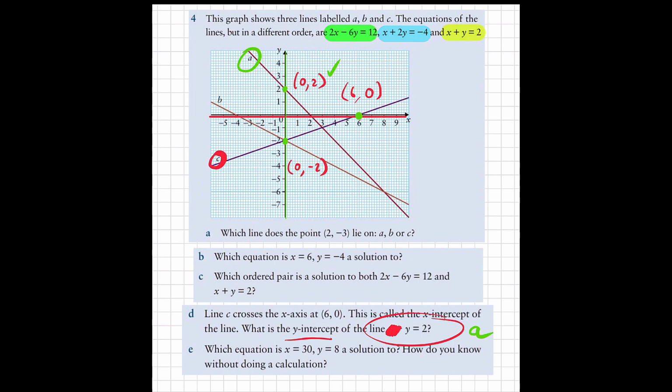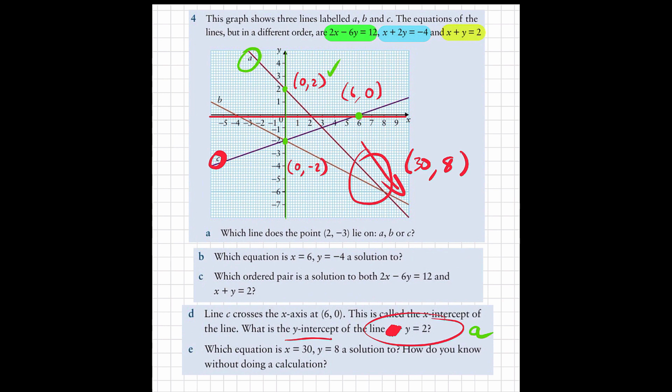Okay, and part E says, which equation is x equal to 30 and y equal to 8? So what we're doing is we're looking for, again, an ordered pair where it's 30 in the x, 8 in the y. It says, how can you determine which line it is without doing any calculations? Well, if we look at line A and B right here, they are both going down into the negative y, and they're going to the right in the positive x. So as x gets larger, the y is actually going more and more negative. So it cannot be A or B.